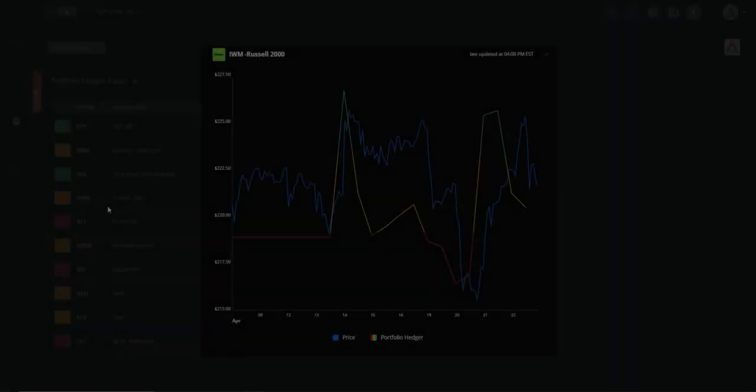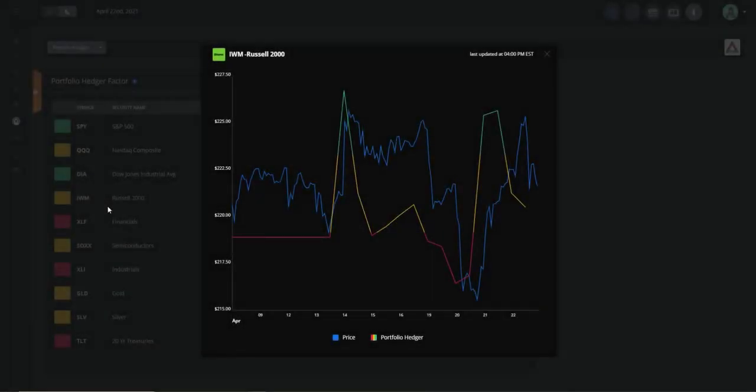This is a quick breakdown of the Portfolio Hedger market indicator, giving you a couple of case studies of using it in real time. The Portfolio Hedger is very much something that is utilized on a long-term basis.